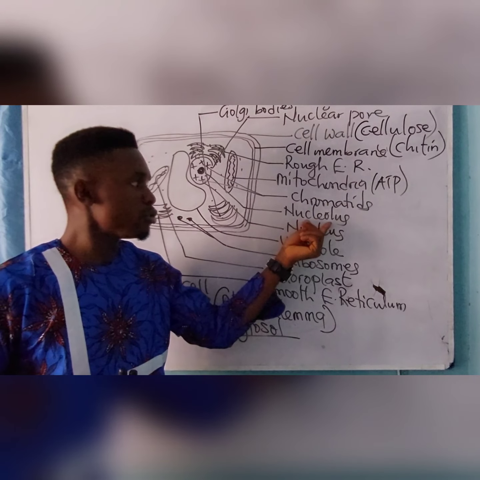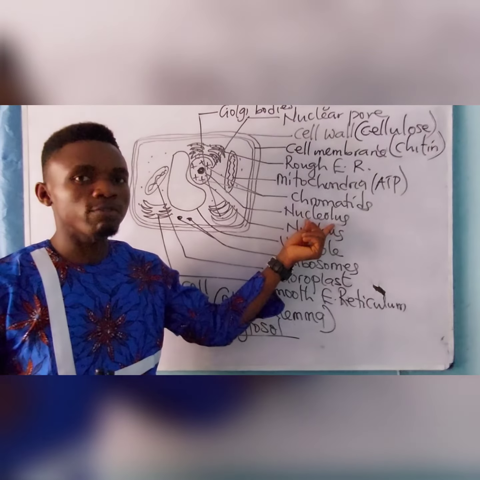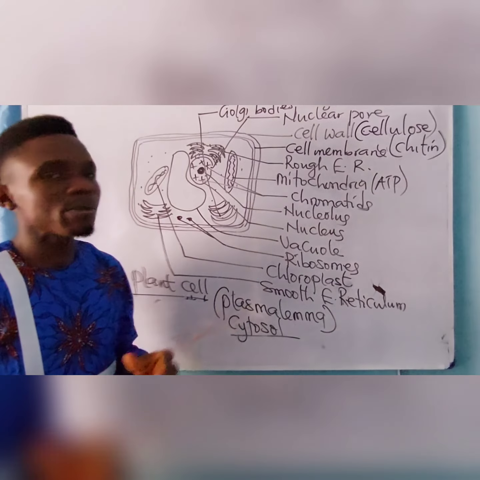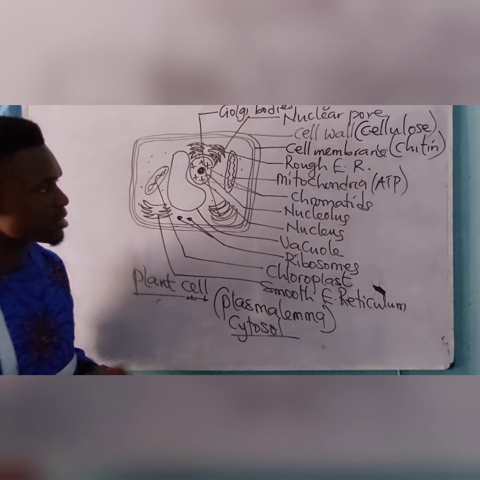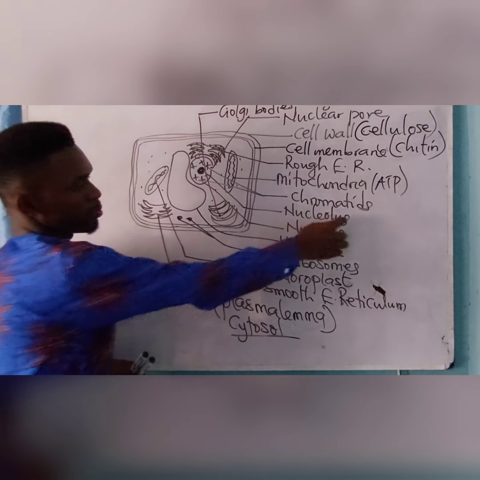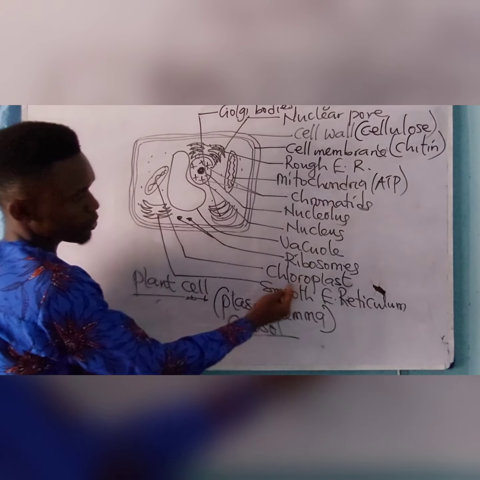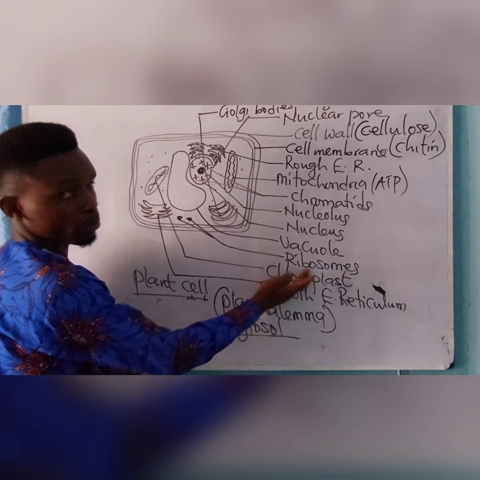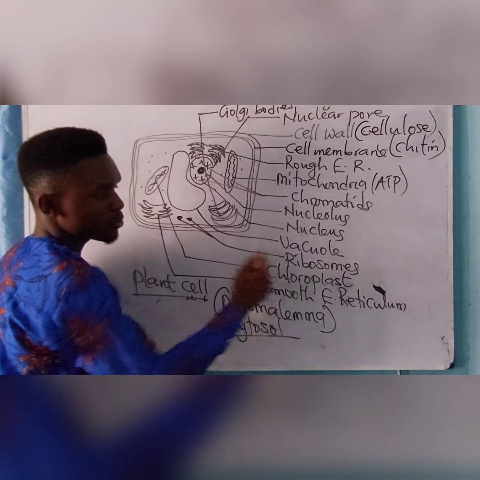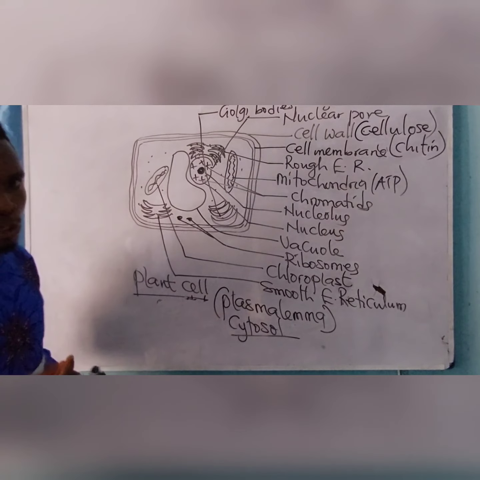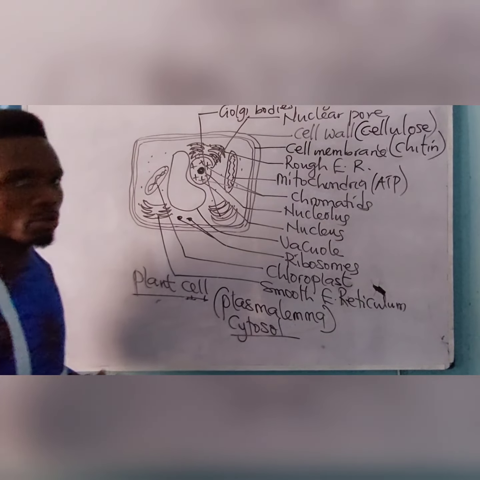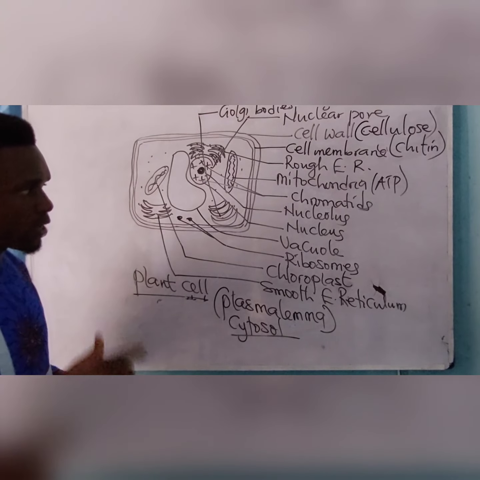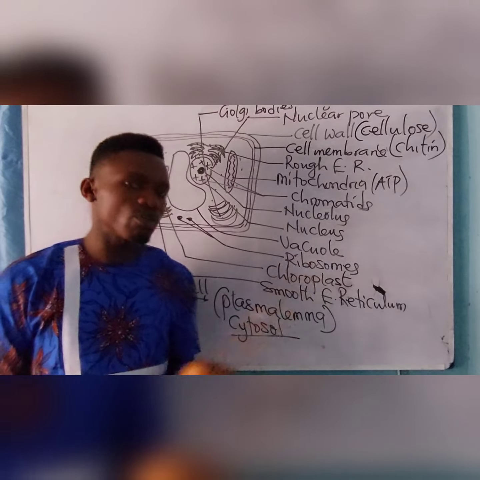You now have the nucleus. The nucleus of a cell produces the ribosomes for protein synthesis, which means that the nucleus is responsible for the production of what? Ribosomes for protein synthesis. The function of ribosomes is to enhance the manufacturing of what? Protein. Take note of that. Then the vacuole is called the cell sap.